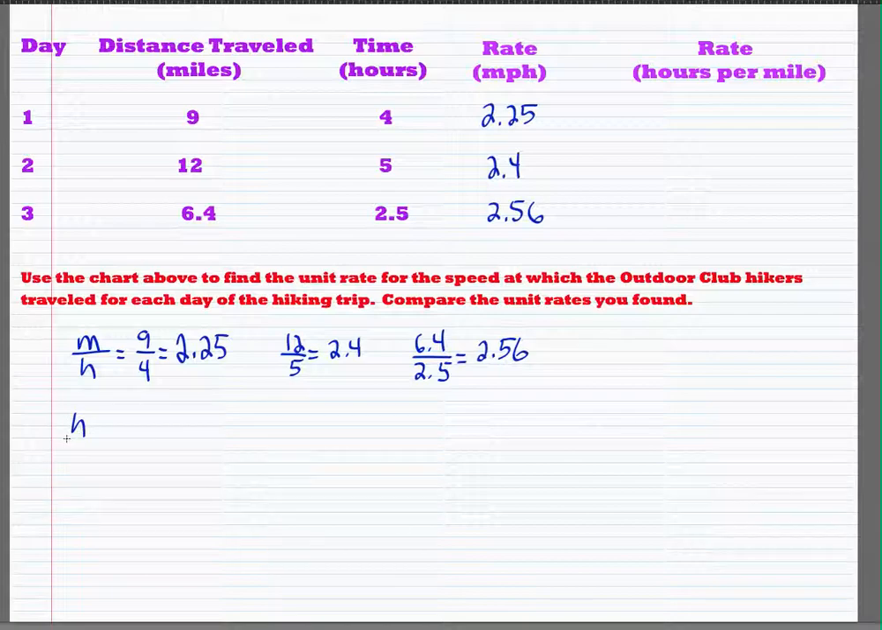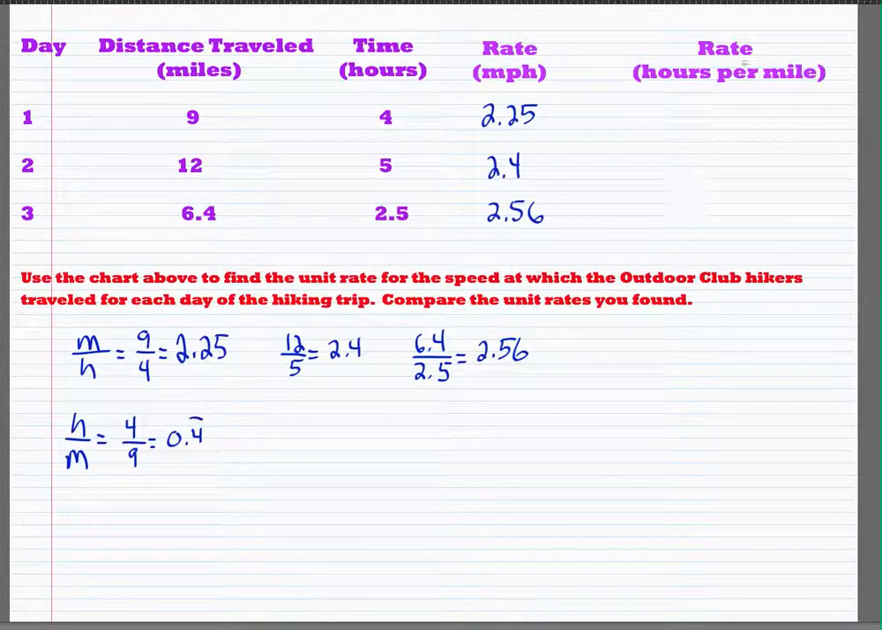So hours per mile. Let's fill in what we know. On the first day, the hours were 4 and the miles were 9. If I divide that, I'm going to get 0.4 repeating. On the next day, my hours were 5 and the miles were 12. So 5 divided by 12 gave us 0.416. We'll fill in our chart here, and the 6 is repeating.